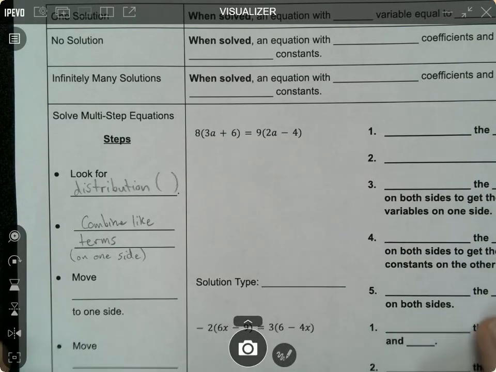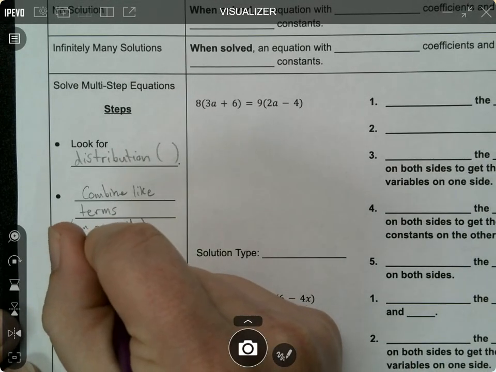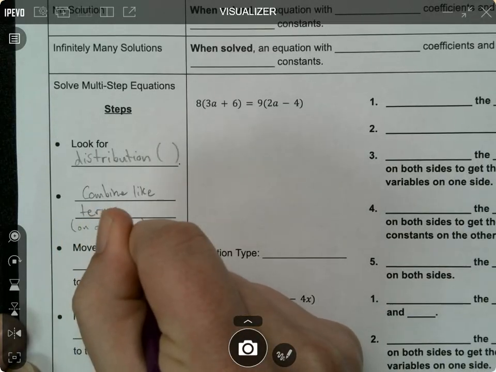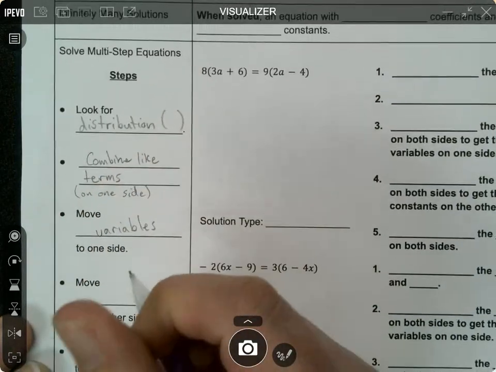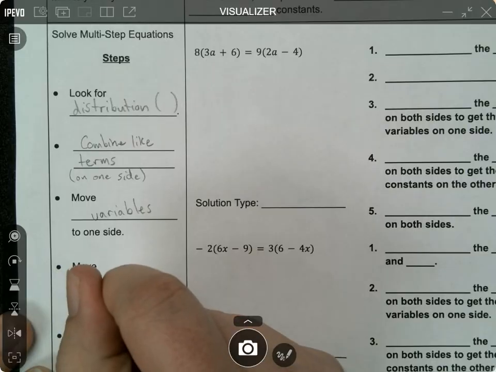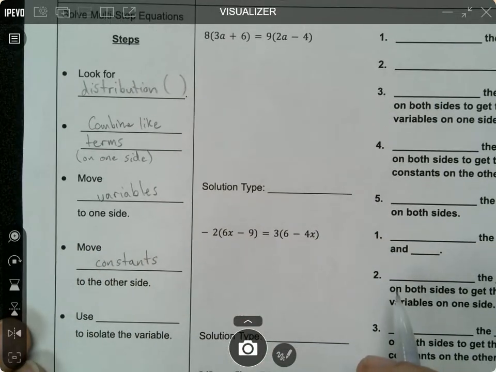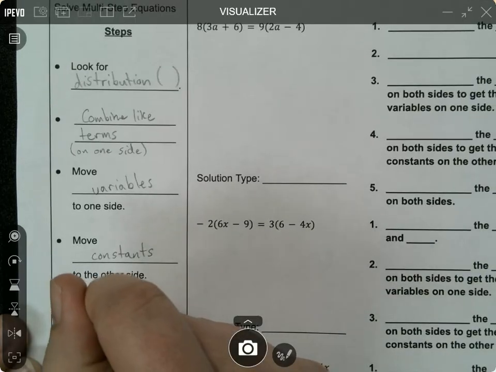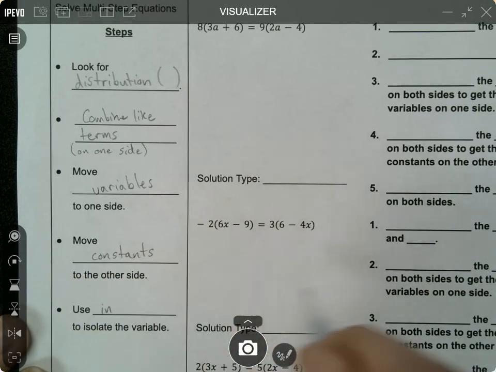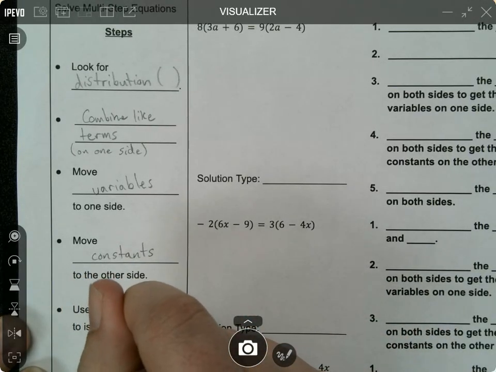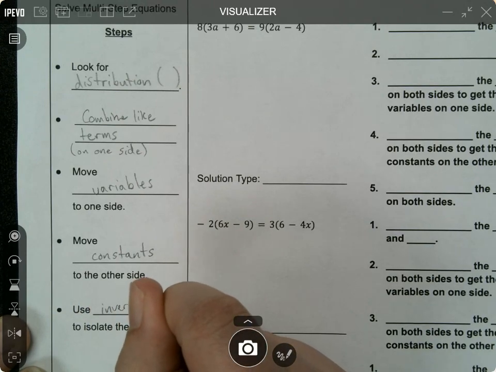After you combine your like terms, you're going to move your variables to one side. You're going to move your constants to the other side. And then this last one is use inverse operations, which is essentially what we're doing anytime we go across the fence. Inverse operations.